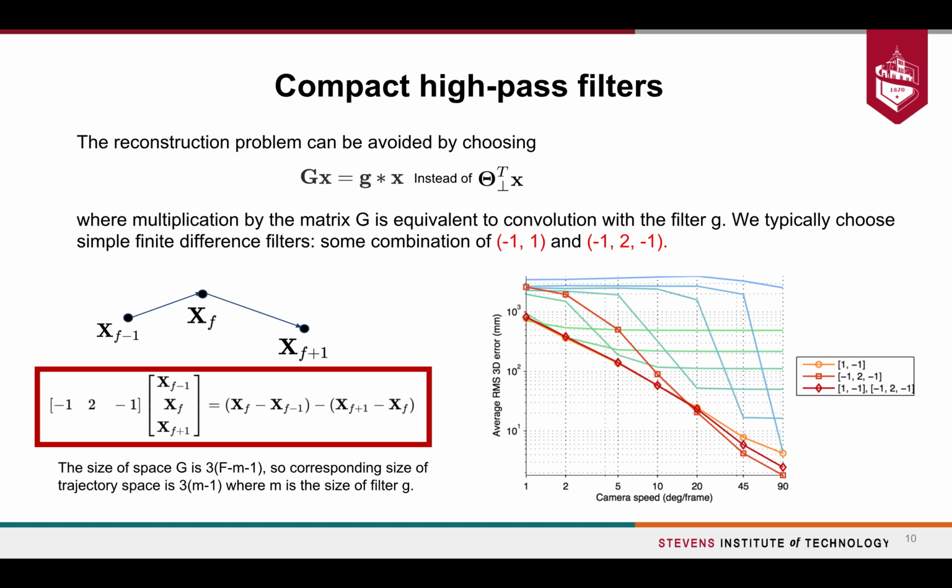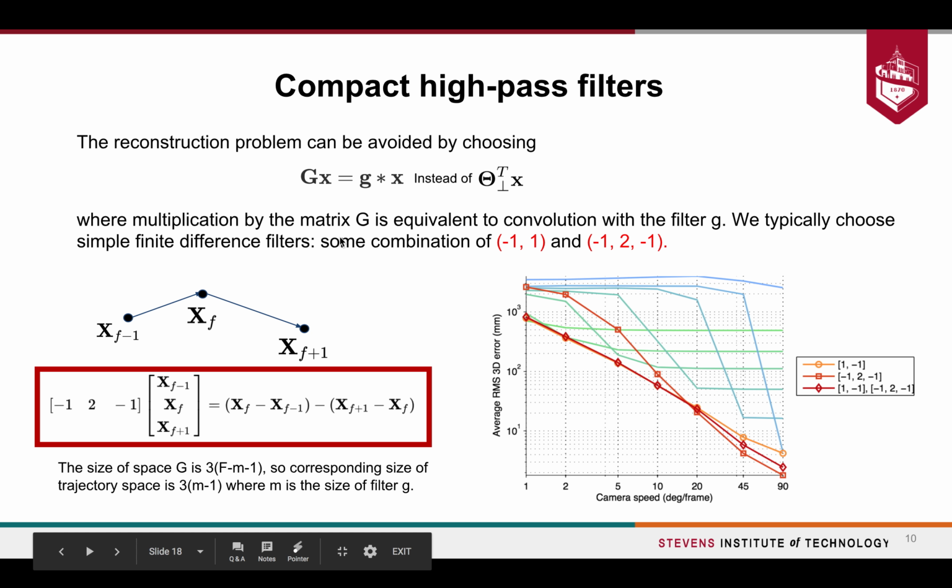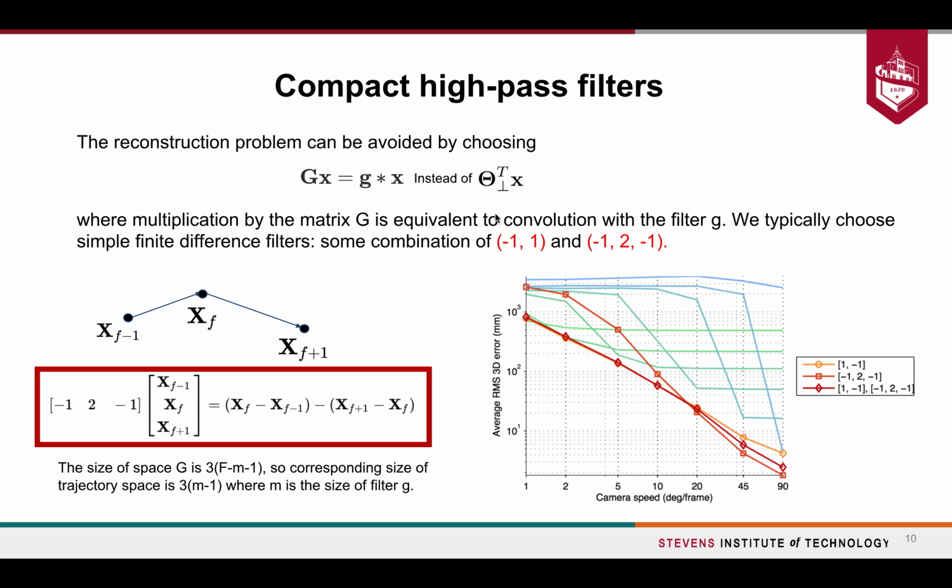Actually, instead of their trajectory prior, we here use this G to replace the null space of the trajectory basis. And in their work they use two kinds of filters, which are -1 1, and -1 2 -1.